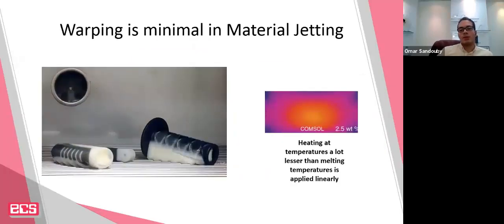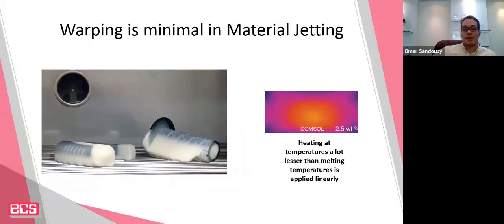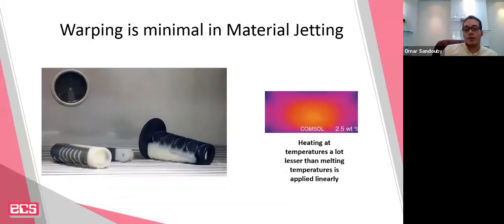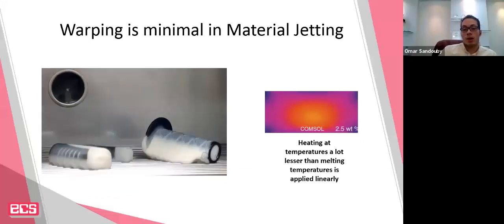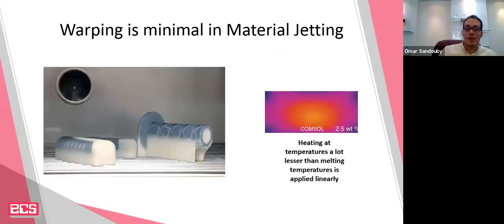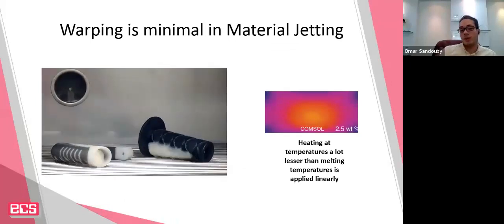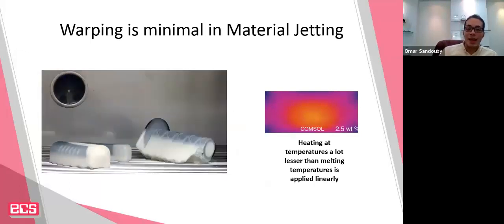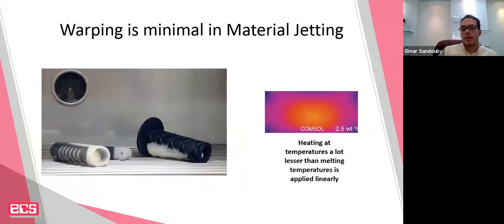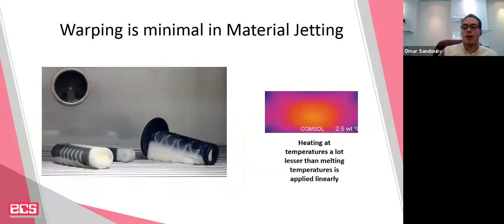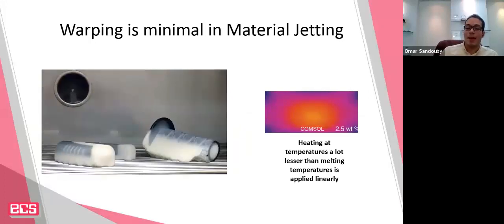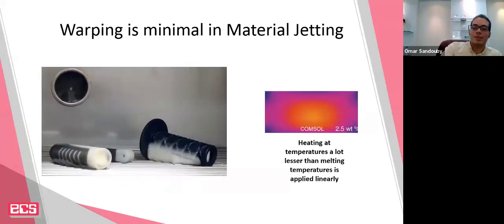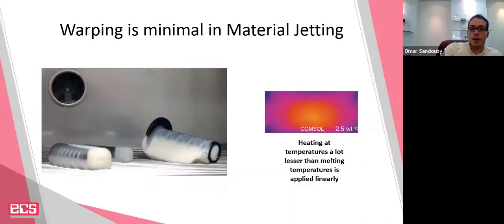But the good thing about material jetting that also corresponds to the accuracy is the fact that when you want to get rid of the supports, you will just either dissolve it in water or you will use an oven at, let's say, 50 degrees C or 60 degrees C, which is a lot less than the melting point of that plastic, to get rid of those supports. And the fact that you're applying the heat linearly across the part doesn't give you different cooling rates across the part, and therefore you don't have any deformation. Or of course there could be, but it's definitely a lot less compared to the other technologies.